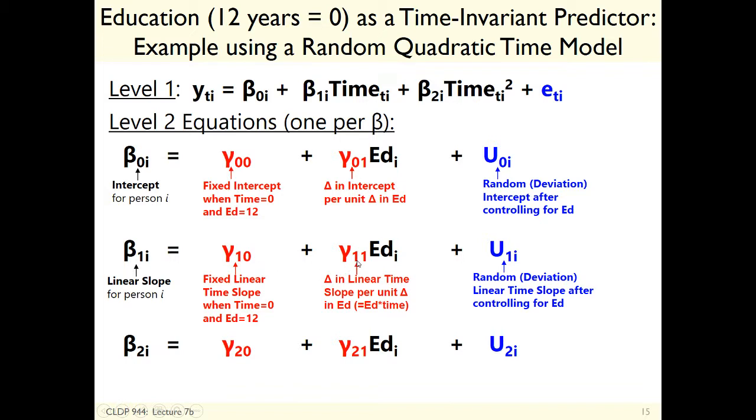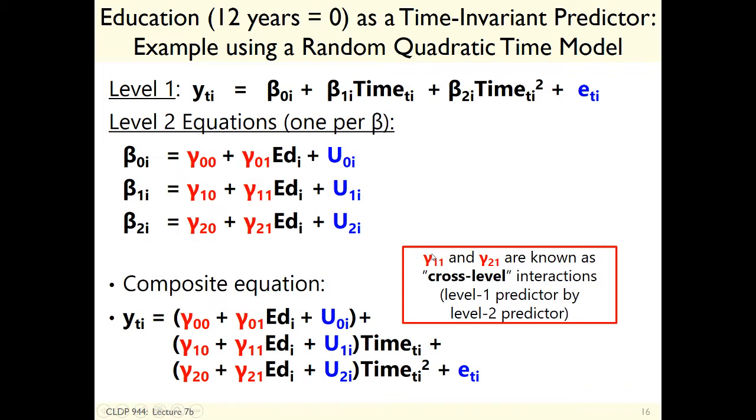Gamma 1 is the effect of education on the linear time slope. That's an interaction term. It doesn't look like it because it's just hanging out sitting there by itself. But if you do the substitution, if you fill in this linear combination up here where beta 1 is, and you multiply it out, you end up with gamma 1 times time plus gamma 1 times ed times time plus u1 times time. And that is done for you on the next slide.